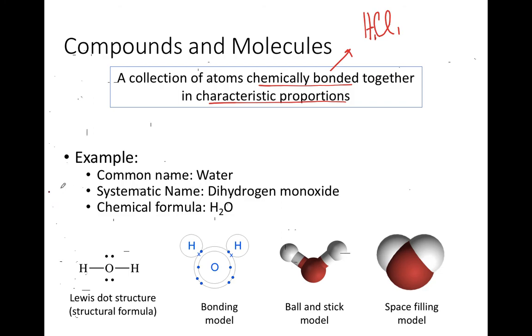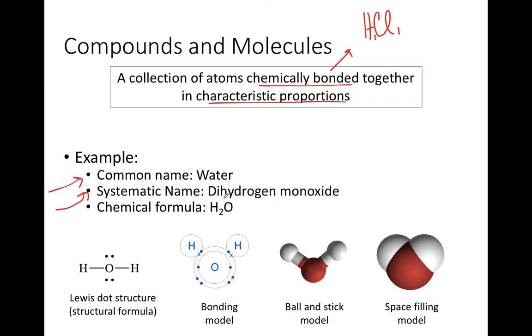I have another example here for you with water. We usually call water water. That's its common name. We also have a systematic name. This is an agreed-upon naming system from chemists. We will learn how to use this for lots of different compounds. The systematic name for water is dihydrogen monoxide.